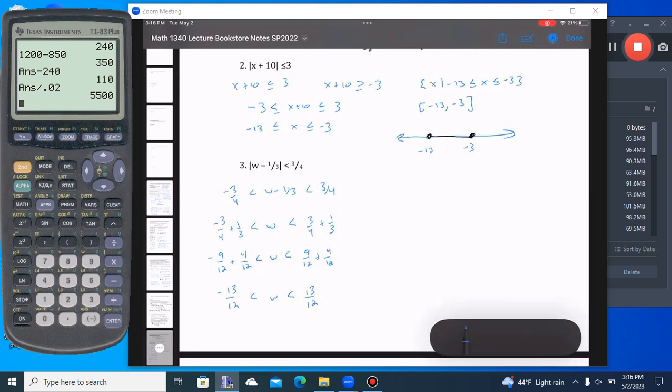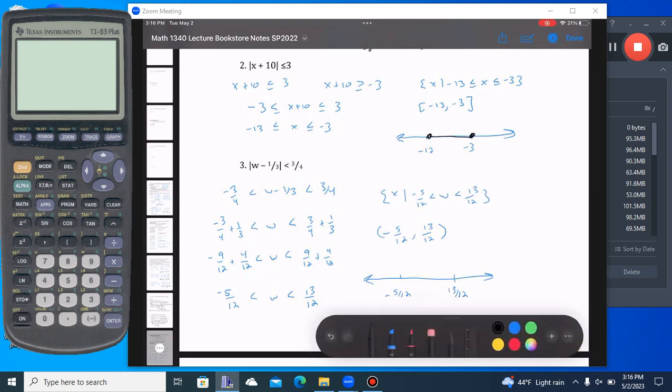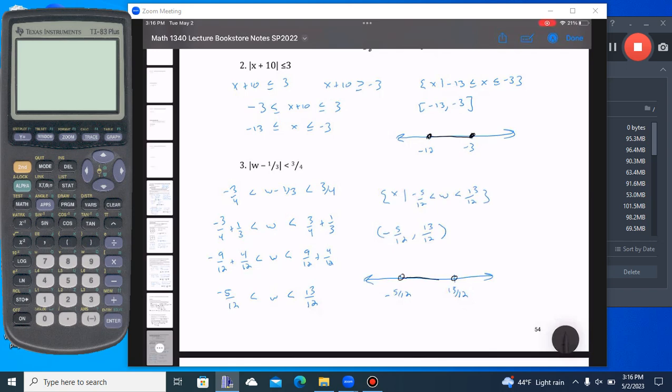Right, so that'd be... I'm sorry, negative 5/12 less than w, which is less than 13/12. Okay. So set notation, negative 5/12 less than w, which is less than 13/12. Interval, negative 5/12, 13/12, and you use parentheses for both sides. And the graphing, these are open circles, everything in between.